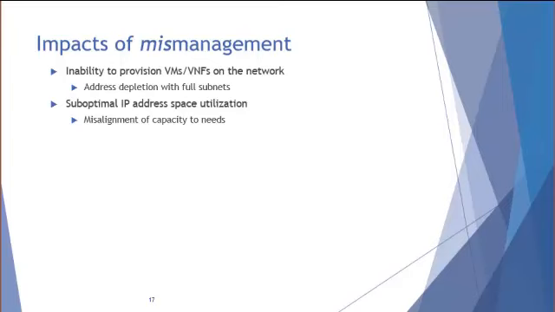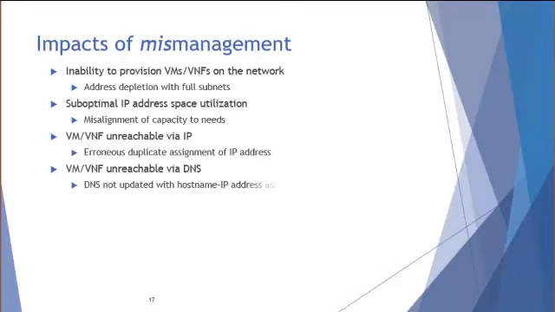That could end up with a misalignment of capacity to the needs of your user community. It could be an unreachable case where you've got maybe a duplicate IP address assignment. If you're not tracking IP address assignments, and DNS isn't updated, it could be unreachable by name as well, as we'll see. So I look up a given name and I can't resolve that.